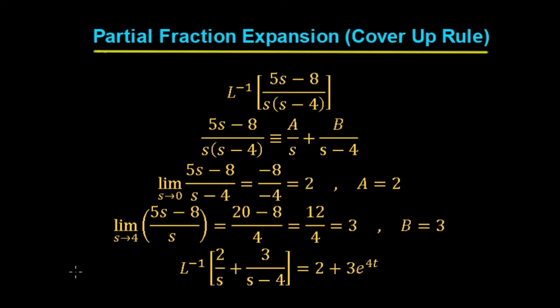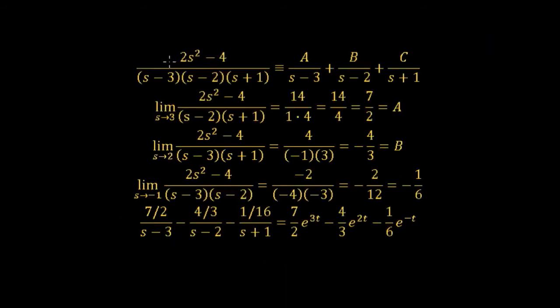Let's look at our second example. We're looking for the inverse Laplace transform of (2s squared minus 4) upon (s minus 3)(s minus 2)(s plus 1). So we've seen from partial fraction expansion that can be written as a upon s minus 3 plus b upon s minus 2 plus c upon s plus 1. Now using the cover-up rule for the a term, if we cover up the s minus 3, we're left with (2s squared minus 4) upon (s minus 2)(s plus 1).